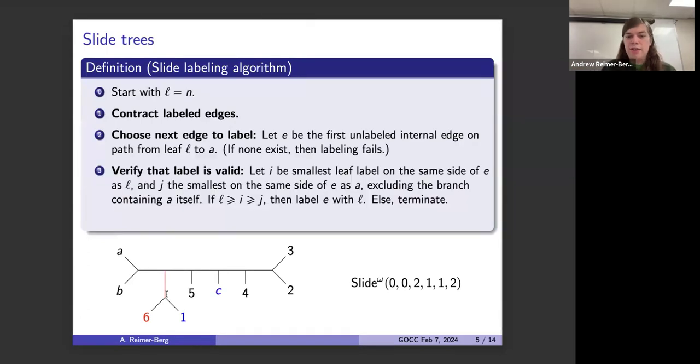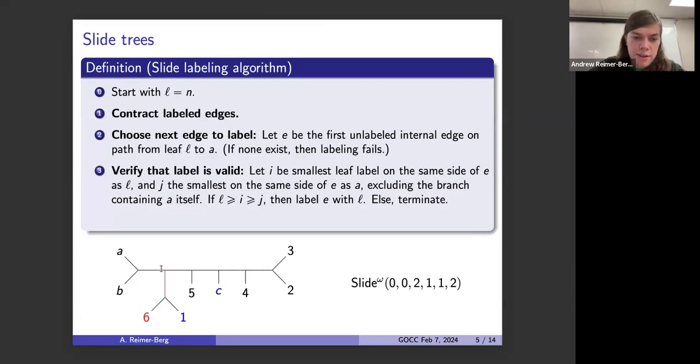To check that we're allowed to do that, we have to compare the smallest label on each side. On the side with 6, I just look at the smallest leaf label on that side. So that's 1. On the other side, I look at the smallest leaf label that is not on the branch coming off of here as A. I should also say that with this alphabet, I think of A as less than B, less than C, less than 1.